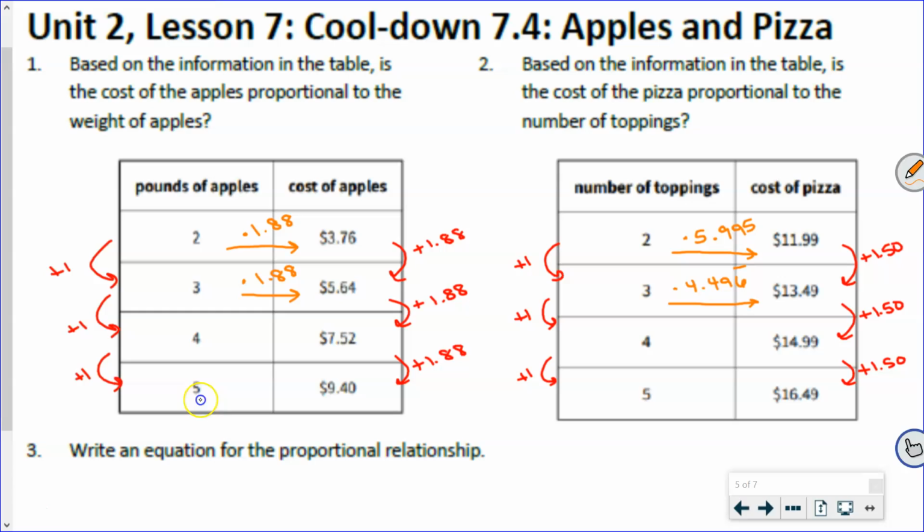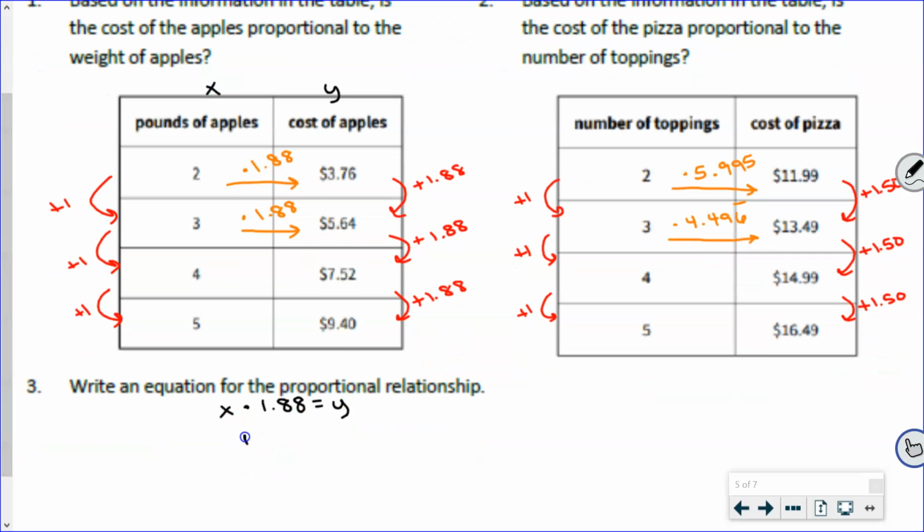No. So what is the equation for the proportional relationship? I'm going to just make it simple, and I'm going to go x and y. So this would be x times 1.88 is equal to y. We could also write that as y equals 1.88x. Is that 1.88 here important? Even here? Yeah. Is it the only thing we should be noticing? Definitely not. Yes, Gabe?